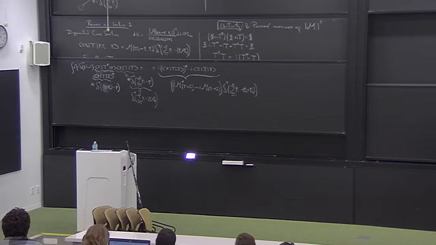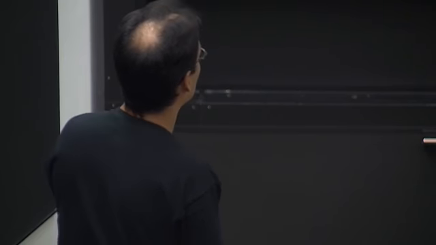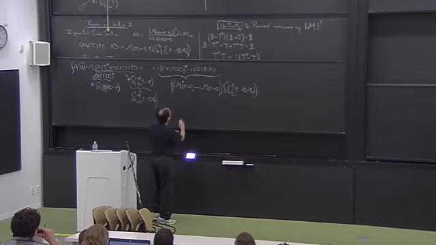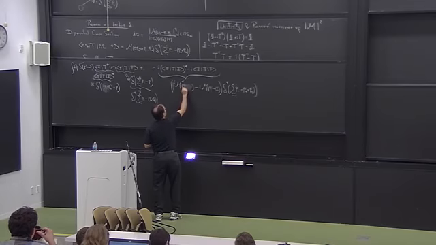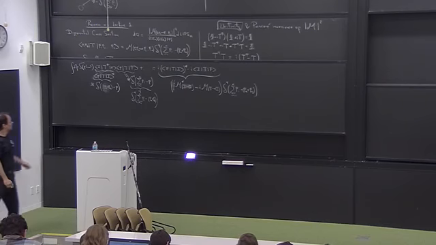Question. Yes. How do we know that M is symmetric? Shouldn't it be M from I to F? Or, I mean, what should it be? Yes. Thank you. Okay.